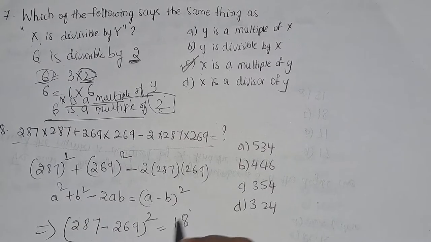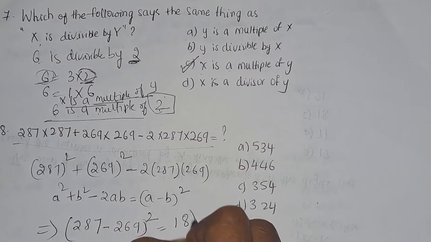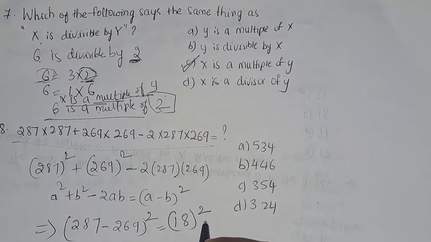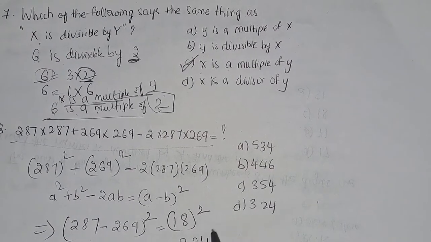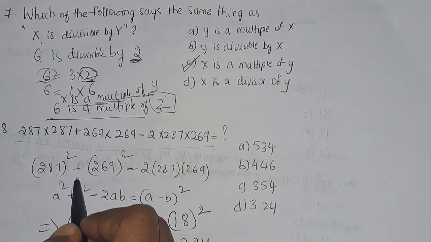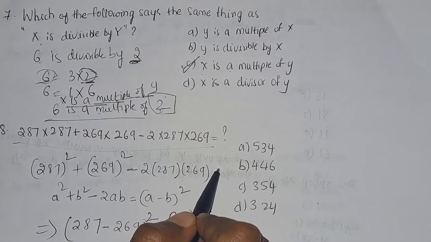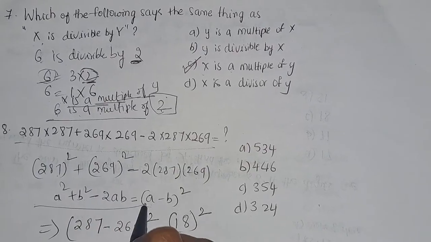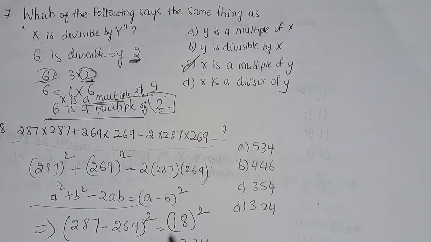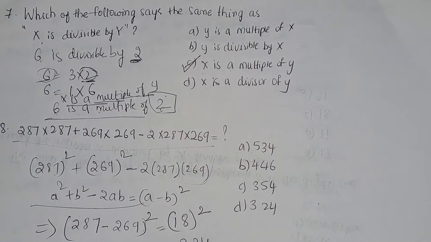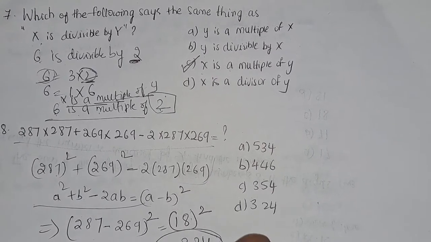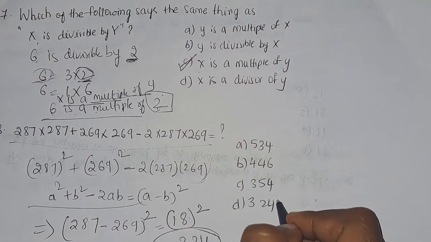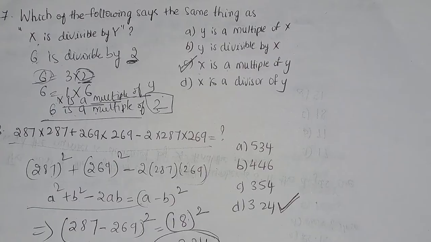So what is here? You also have a square, whole square. And what is 18 square? That is nothing but 324. So here it is in the form of a square plus b square minus 2ab. So you are applying this formula for the given question and simplifying it. So now you got the answer, that is 18 square is 324. So your answer is D, 324.